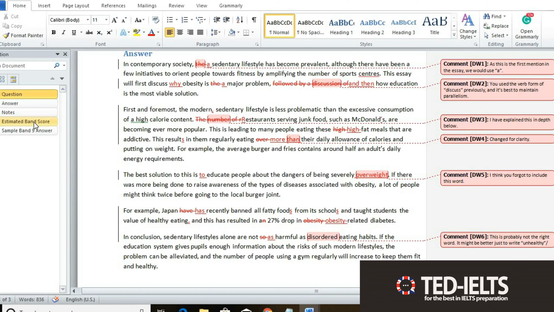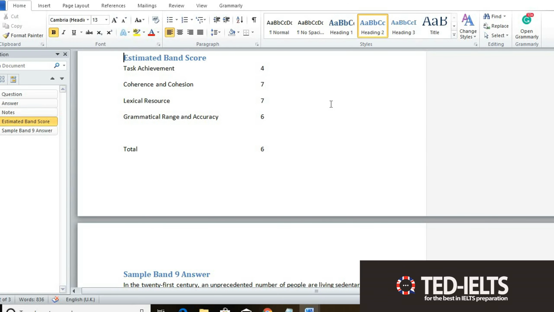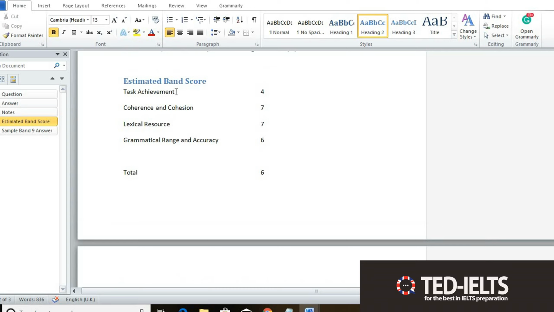So let's look down to the estimated band score. And that will take us down here. So this person has scored just a 4 for task achievement. Now, it's quite unusual because actually in terms of IELTS Task 2, usually people score quite highly for task achievement and quite poorly for these other 3.